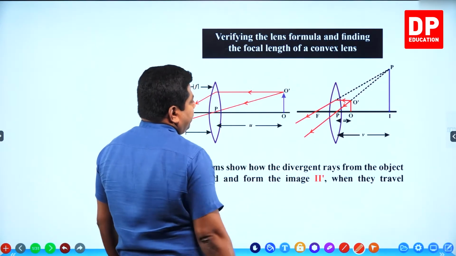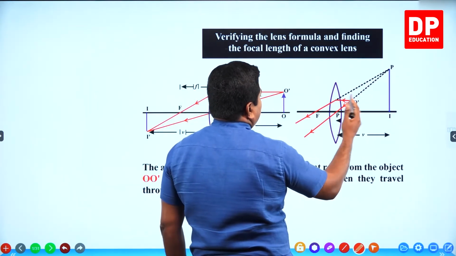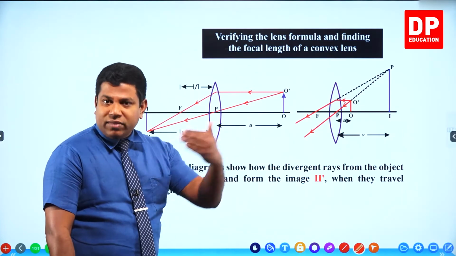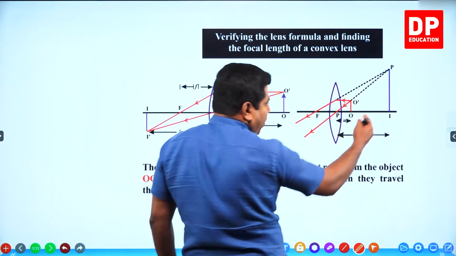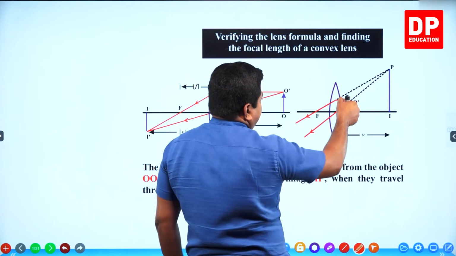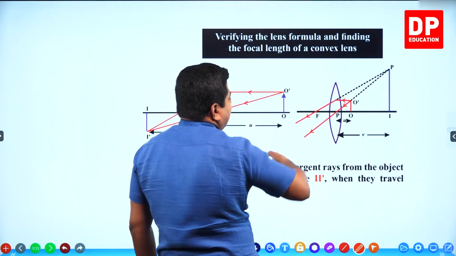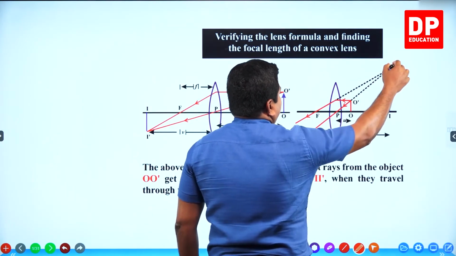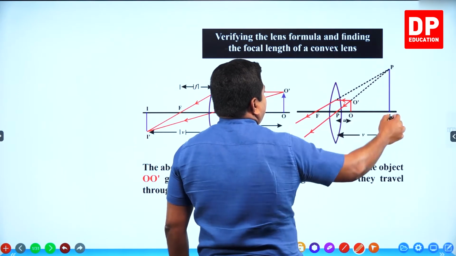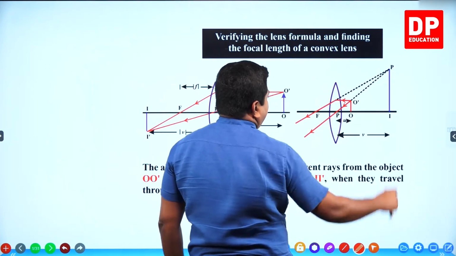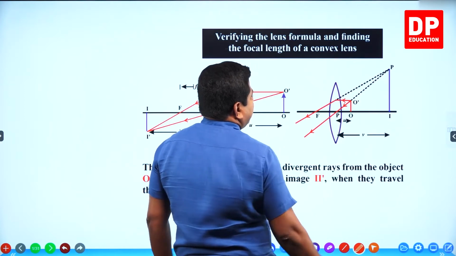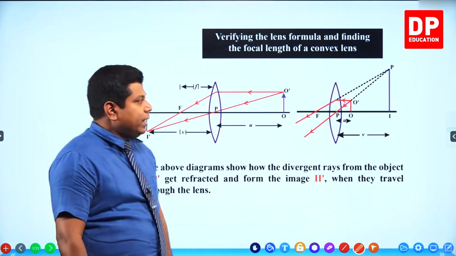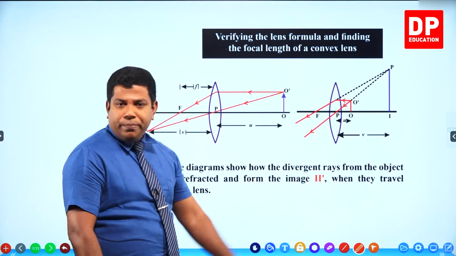But what is this one? Here we have kept the object closer to the lens. Basically we have kept it within the focal length of the lens. When you keep it within the focal length of the lens, what will happen? See, the rays that come out from the lens will not be convergent, they will be divergent. Then you have to extend them back to find the point where they meet. This is where you are getting the image. So when you keep the object within the focal length, the image you get is not real, it is a virtual image, right? And it's larger than the size of the object.